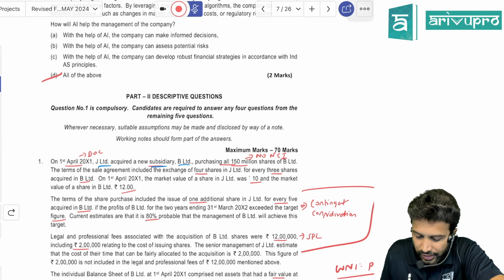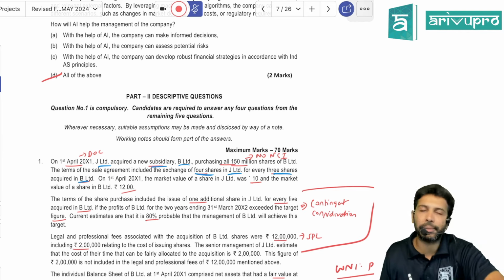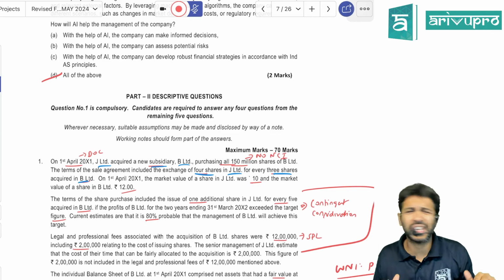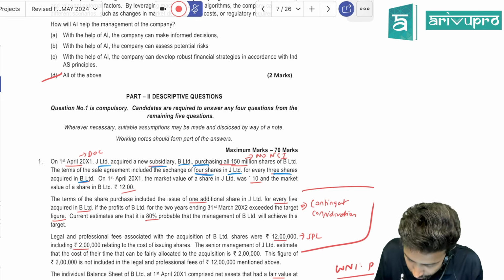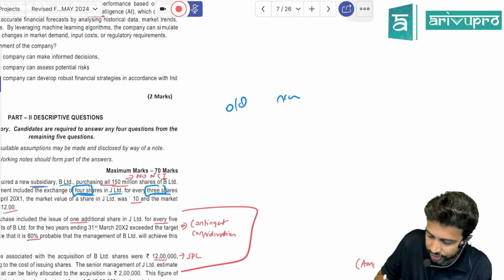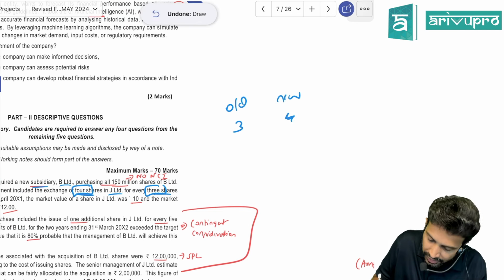The terms of the sale agreement included an exchange of 4 shares in J for 3 shares acquired in B. So we have acquired, we have to give purchase consideration, no? The purchase consideration is given in the form of a share exchange ratio. We will give 4 shares for every 3 shares exchanged. For 3 shares acquired, the purchasing company will give 4 new shares.